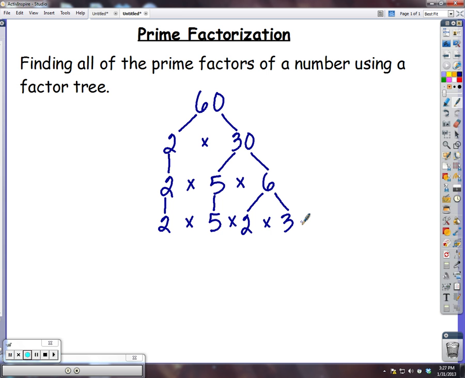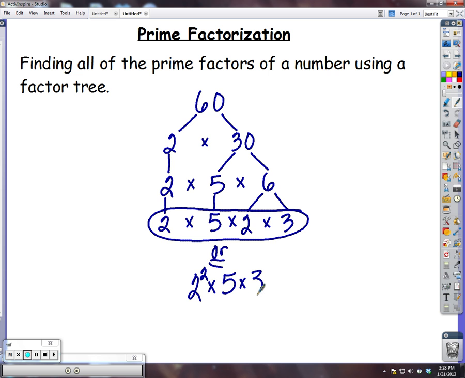Now in my third factor string, 2 is a prime number, 5 is prime, we already said 2 is prime, and 3 is a prime number, so there is my final answer. So 2 times 5 times 2 times 3 is the prime factorization for 60. Or, if I want to write it in exponential notation, 2 to the second power, since there are 2 base numbers of 2, times 5, there's only one 5, times 3.